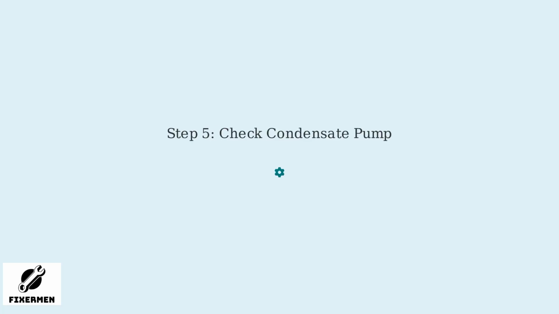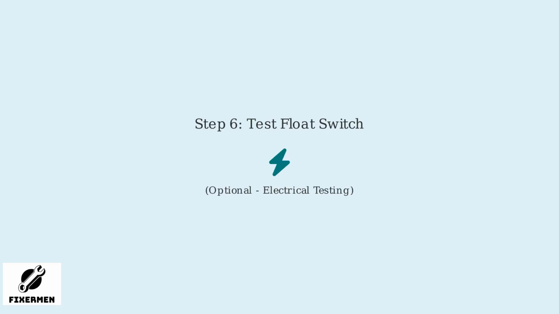If your system has a condensate pump, listen carefully to see if it's running when the unit is powered on. A silent pump may indicate a fault that needs repair or replacement. For advanced diagnosis, use a multimeter to test the float switch if you're comfortable with electrical testing. This can confirm whether the switch is properly detecting water levels.